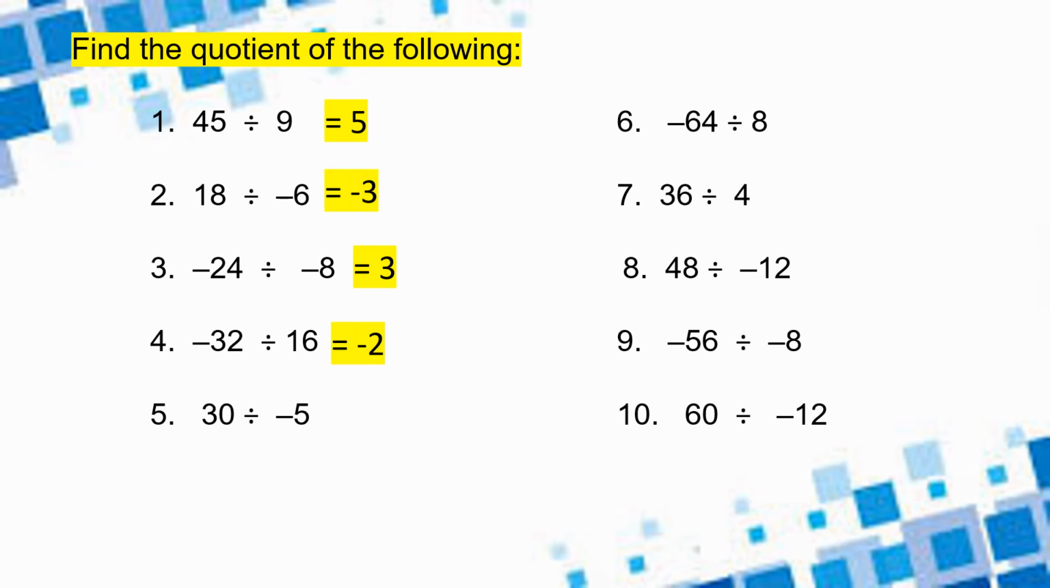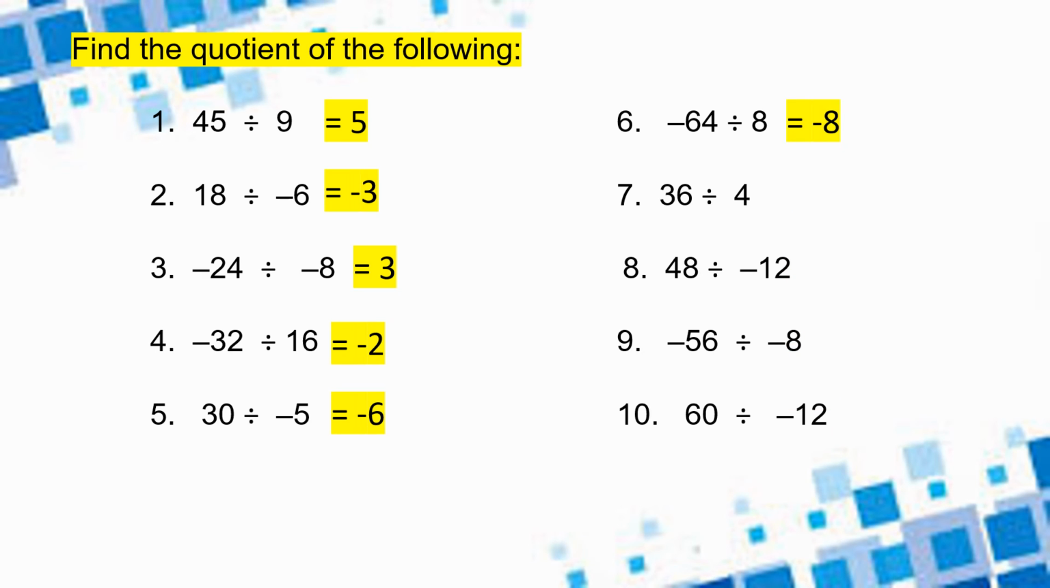Number 5. 30 divided by 5. Ilang 5 meron sa 30? Now, since unlike signs, of course, the sign of the quotient is negative. So, negative 6. Number 6. Negative 64 divided by 8. Unlike signs ulit. So, the sign of the quotient is negative. How many 8s do we have from this 64? Okay, di ba? 8. So, sa makatuwid, ang ating sagot ay negative 8.